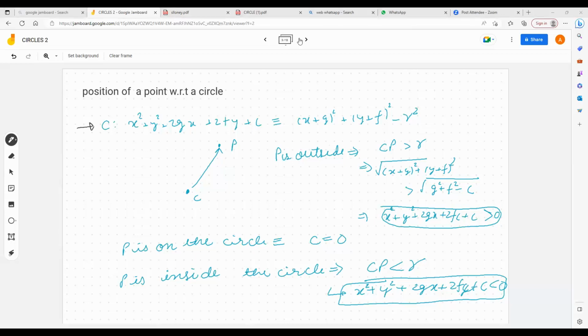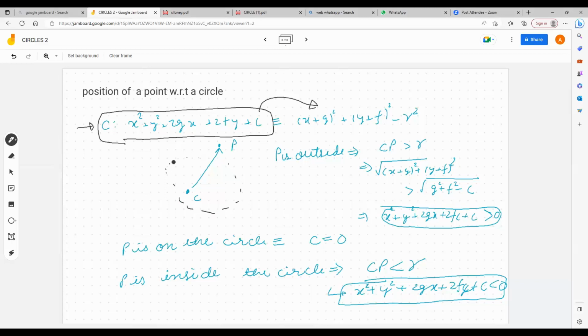First of all, this is the equation of the circle C that is given to us, that is x square plus y square plus 2gx plus 2fy plus c equals 0. We can write it as (x plus g) whole square plus (y plus f) whole square minus r square equals 0. Now we need to see whether P is outside the circle, inside the circle, or on the circle. For P to be outside the circle, its distance CP, the distance of P from the center of the circle, must be greater than r.